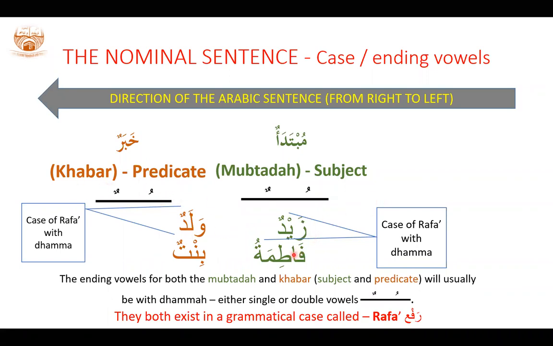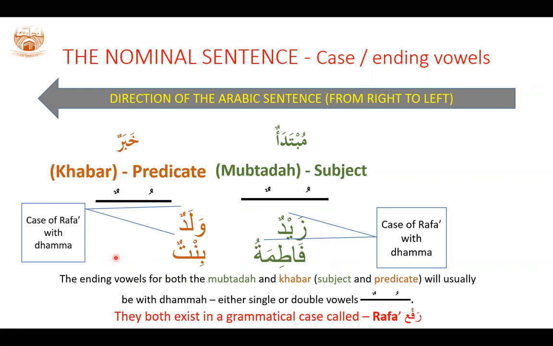So in this sentence, for instance, Zaidun waladun, Zaid is a boy. We have the understood "is." Likewise, Fatimatu bintun, Fatima is a girl. There is an understood "is" between the mubtada and the predicate. Okay, so that's the first thing.